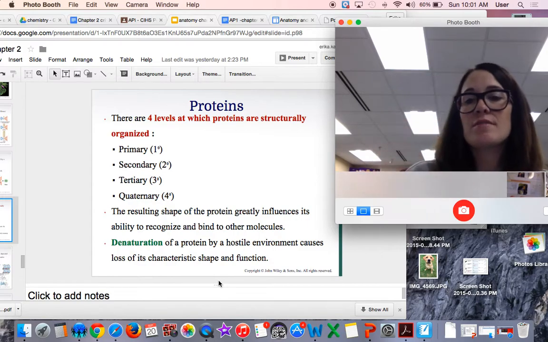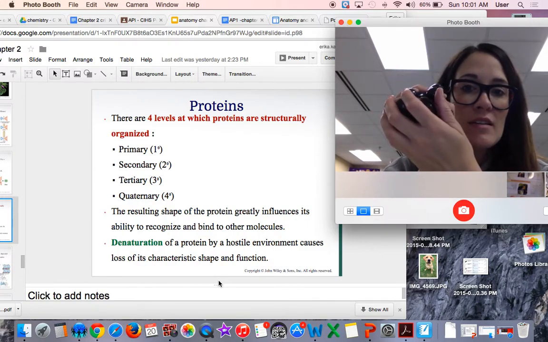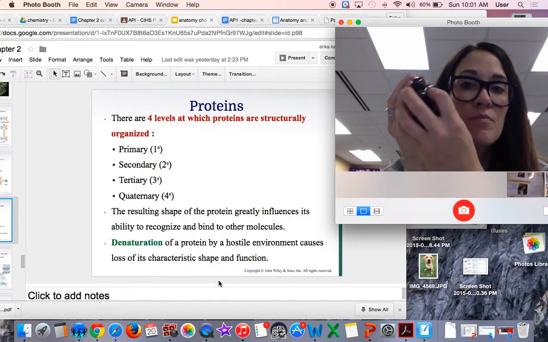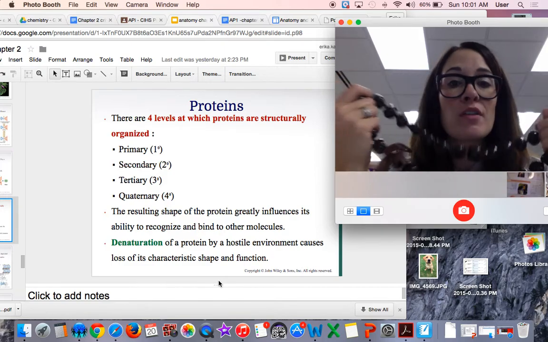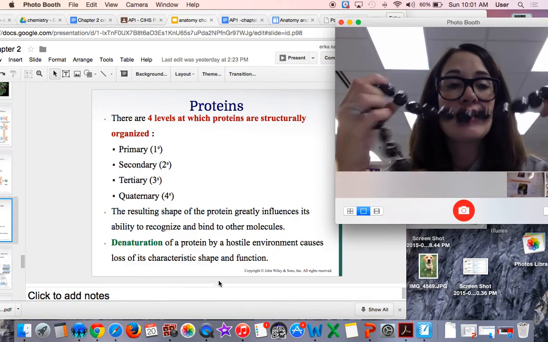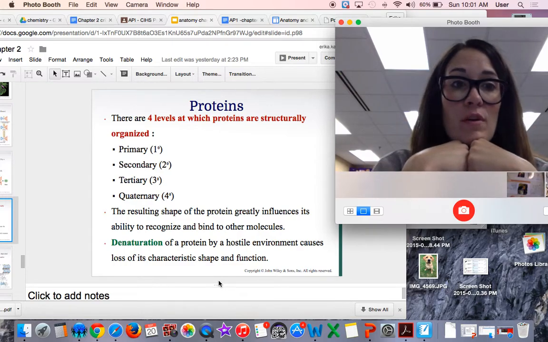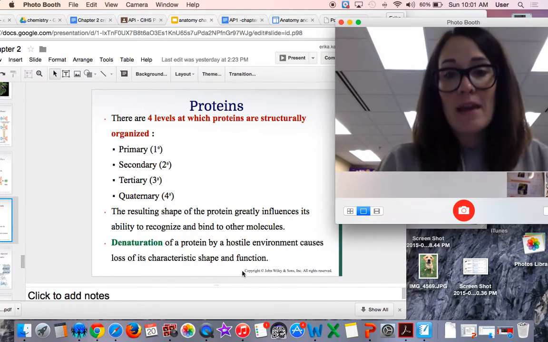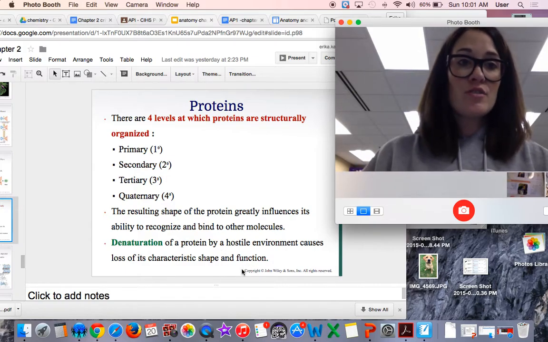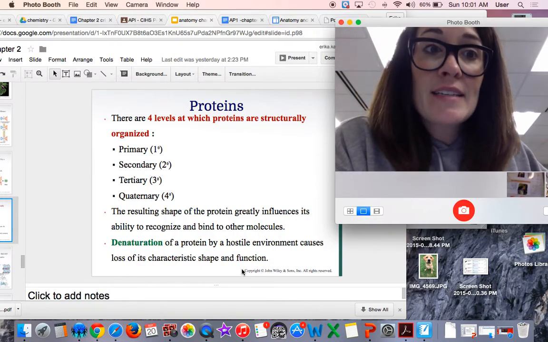Denaturation is when a complex protein is broken down into its primary structure. It's denatured, it's broken apart, the bonds are broken, and it's taken down to its primary structure. The protein can no longer do its functions once it's denatured. It loses its shape and its function. And denaturation is caused by a hostile environment, like, for example, high temperatures.